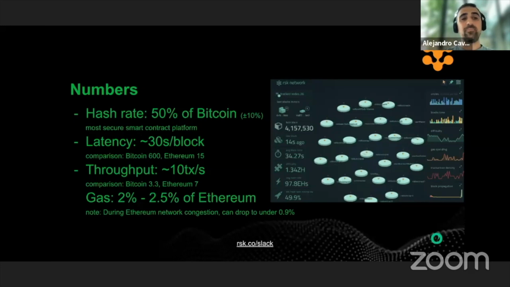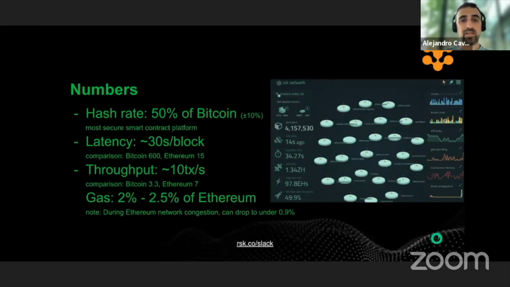We have a time between blocks of an average of 30 seconds. That's double that of Ethereum, and well, it's much faster than Bitcoin, but slower than Ethereum. But this is, let's say, in theory. In practice, sometimes the Ethereum network is very congested, so you need to wait a lot to get your transaction mined, and in Rootstock that doesn't happen. And the throughput is 10 transactions per second. That's higher than both Bitcoin and Ethereum.